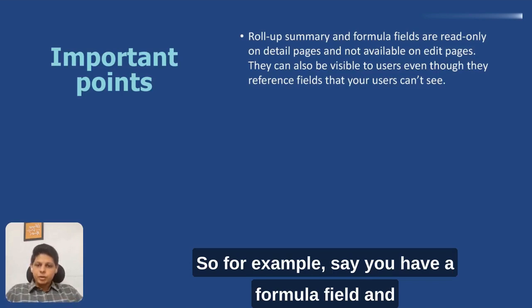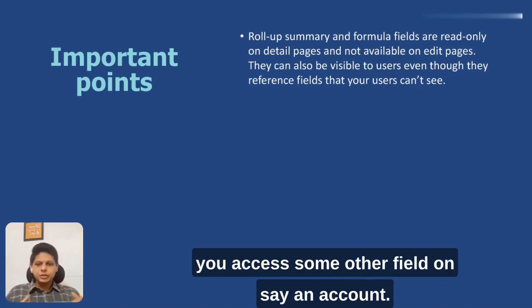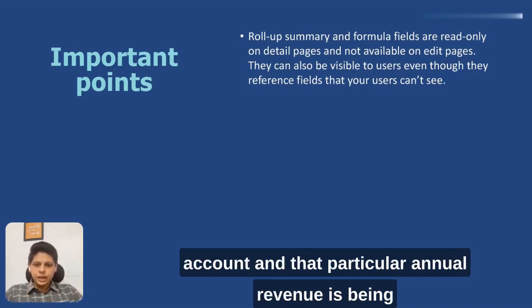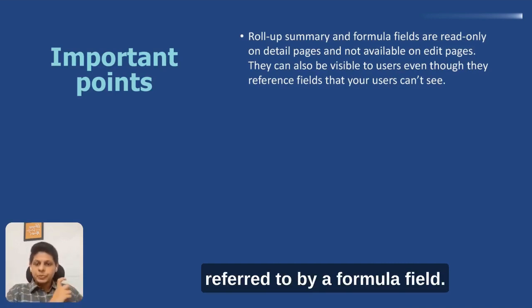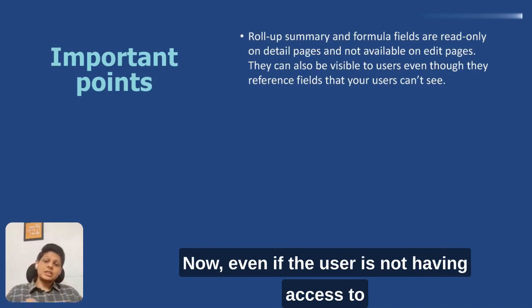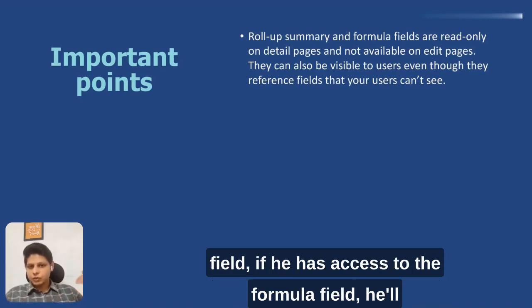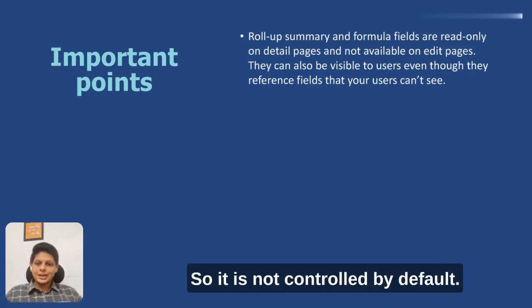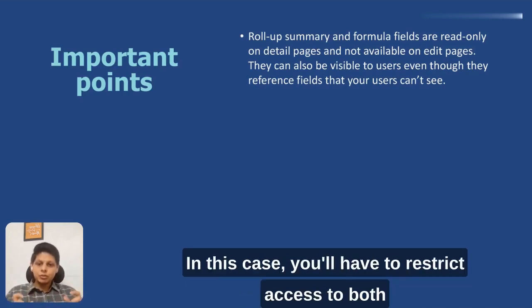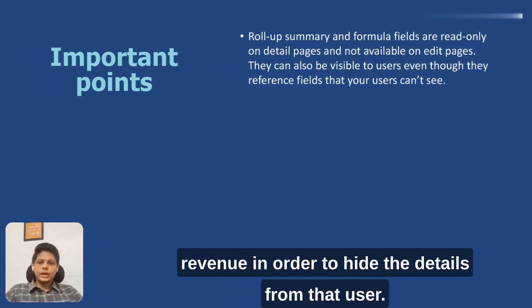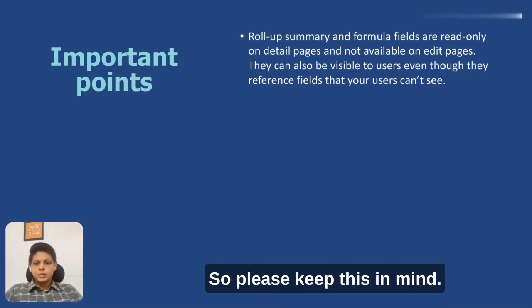Say you have a formula field and it accesses some other field on an account. Say you have an annual revenue field on account, and that annual revenue is being referred to by a formula field. Even if the user does not have access to that annual revenue field, if he has access to the formula field, he'll still be able to see the annual revenue. So it is not controlled by default. In this case, you'll have to restrict the access to both the formula field as well as the annual revenue field in order to hide the details from that user. So please keep this in mind.